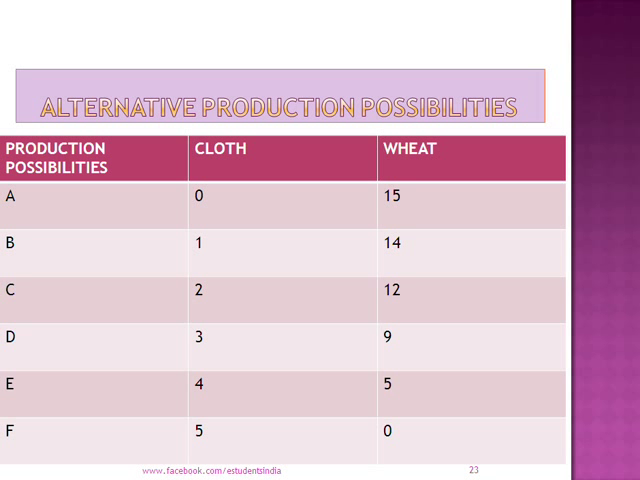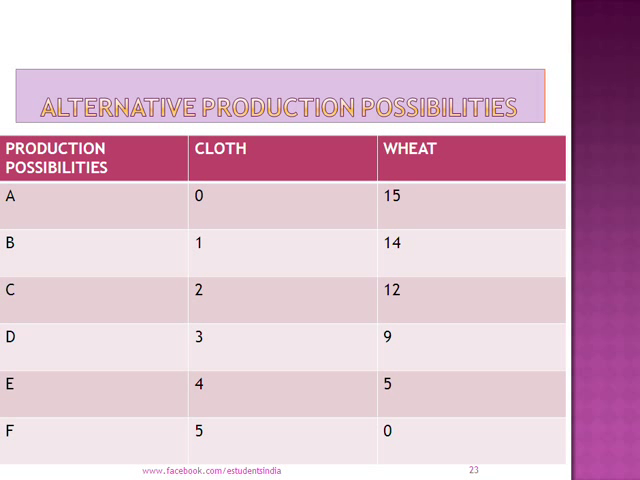Possibility A. All the given resources are employed for the production of wheat. 15 units of wheat and 0 units of cloth we get. Possibility F. All the resources are devoted to the production of cloth. 5 units of cloth and 0 units of wheat are produced. But these are two extreme possibilities. In between the two, there will be many other production possibilities such as B, C, D and E.